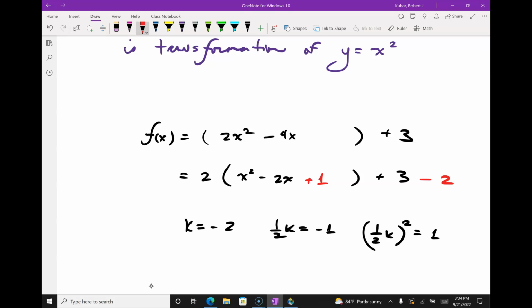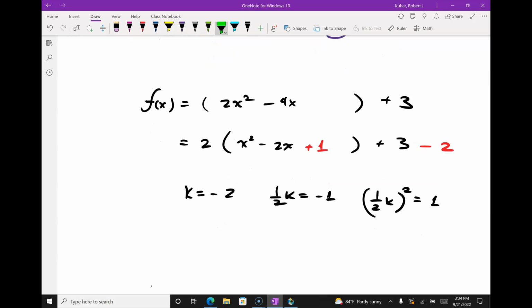What do I get now automatically with those parens? What am I asking you to remember here? This is automatically x plus half of k quantity squared.